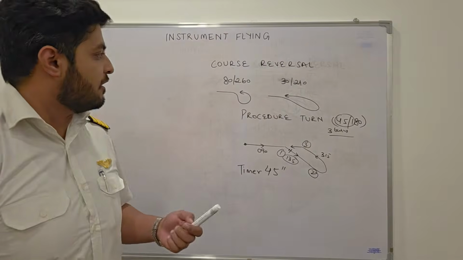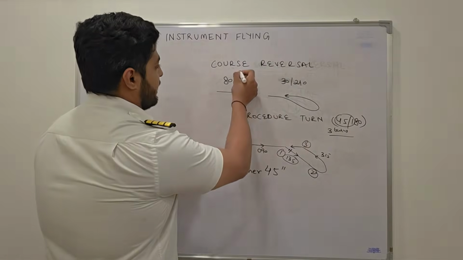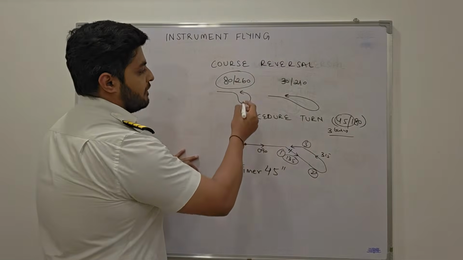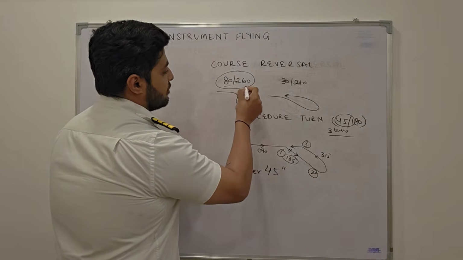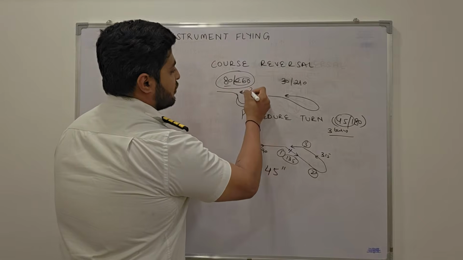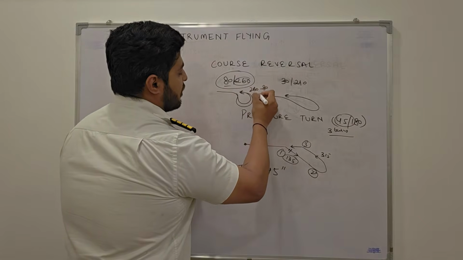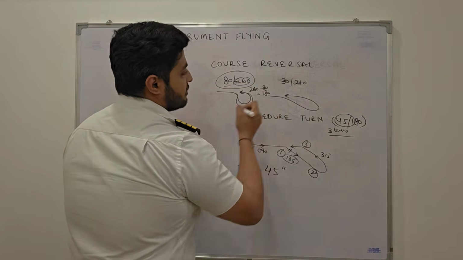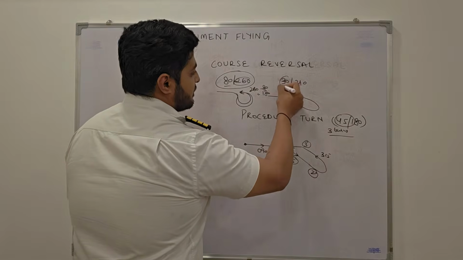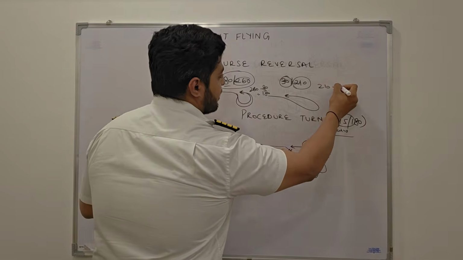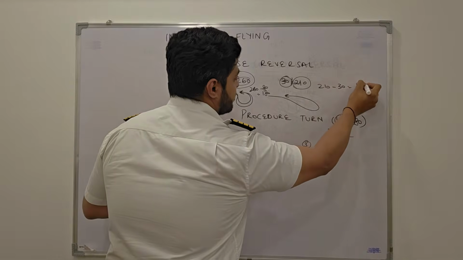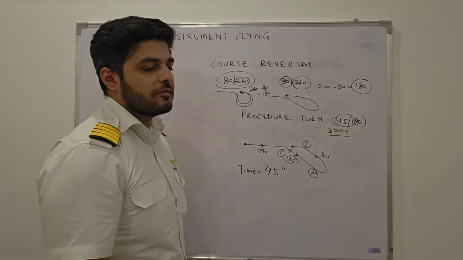Now I'll just tell you why it is called 80 to 260. So if I turn by heading 80 and then turn on the opposite direction by 260, that will give me 260 minus 80 equal to 180 degrees change. Similarly, if I turn 30 then opposite direction 210, it will give me 210 minus 30 as 180 degree change. That is why we are able to reverse the course.